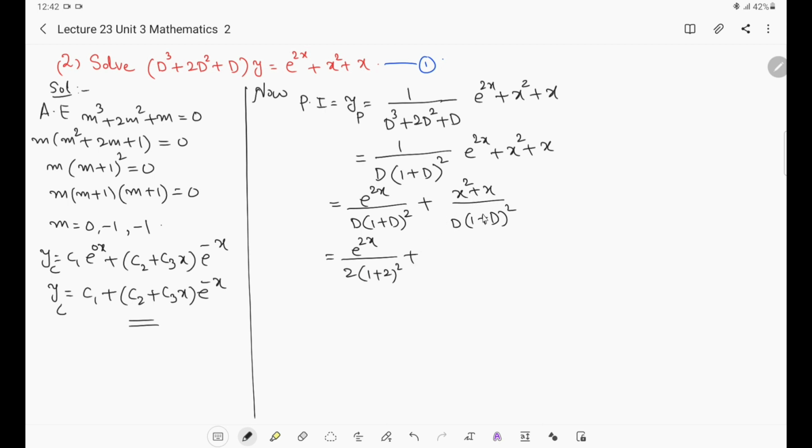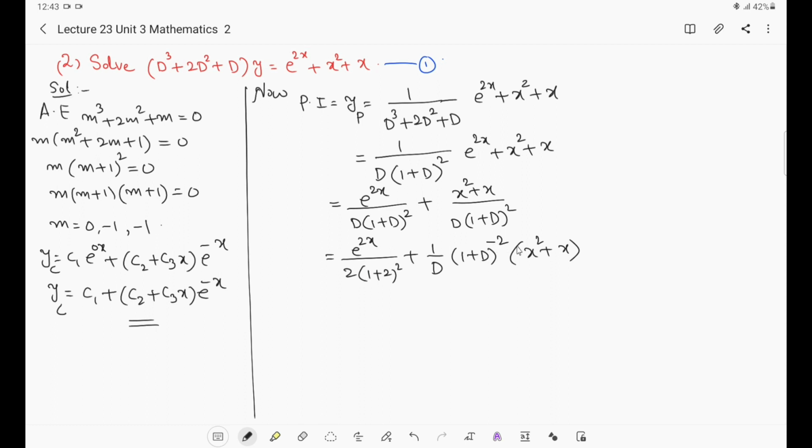Now these two terms are for the third case. We have to write in the form of 1 plus phi of D. Already you observe that this is in the form of 1 plus phi of D. So this can be written as 1 by D as it is, then (1 plus D) whole power minus 2. Then what is remaining here is x square plus x. So it is in the form of 1 plus phi of D. We don't need to take any common factor here.